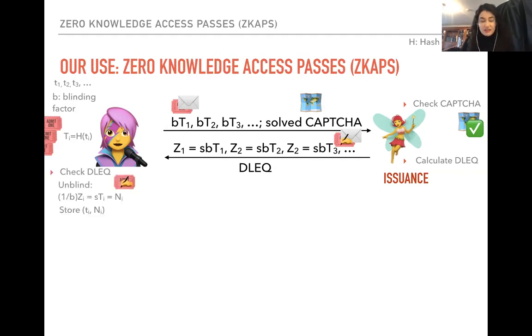The rockstar can then unblind these values, stores the TIs and the NIs, and of course first checks the DLEQ proof. This is what happens in the issuance phase.